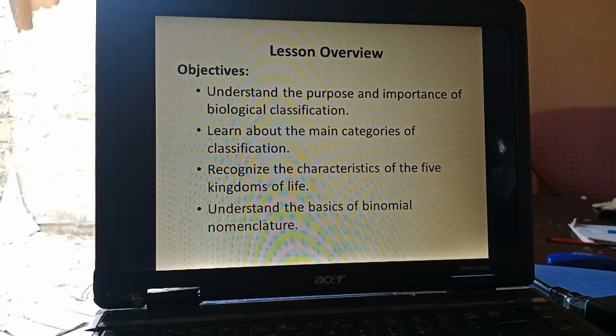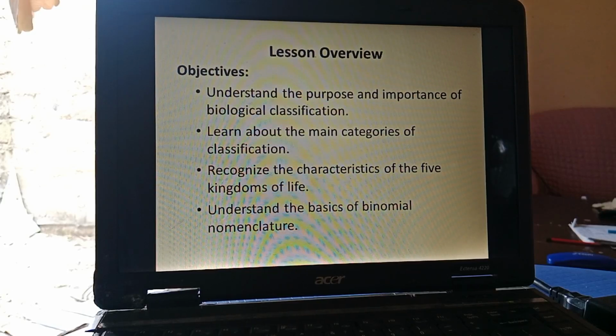The objectives of the lesson are: understand the purpose and importance of biological classification. Learners should also learn about the main categories of classification. Learners to recognize the characteristics of the 5 kingdoms of life. And finally, the last objective is that the learners should understand the basics of binomial nomenclature.